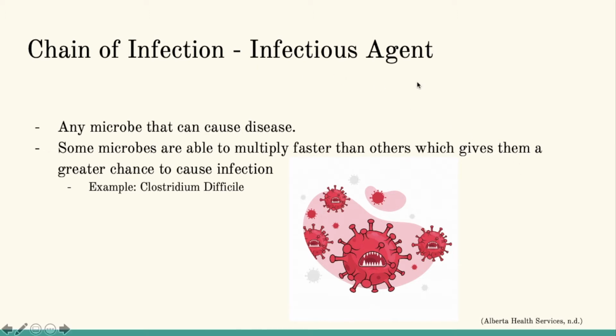The first one is the infectious agent. What is it? It's any microbe that can cause disease, and some microbes are able to multiply faster than others, which gives them a greater chance to cause infection. So some are more dangerous than others, some are faster growing. One of the most common infections we see in the hospital setting is C. diff, Clostridium difficile, and we see this a lot. So wash your hands, keep everything sanitized, and that'll go a long way to help prevent these from getting to our patients and ourselves.